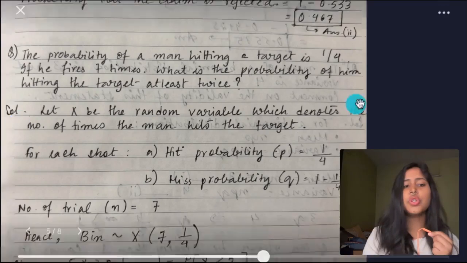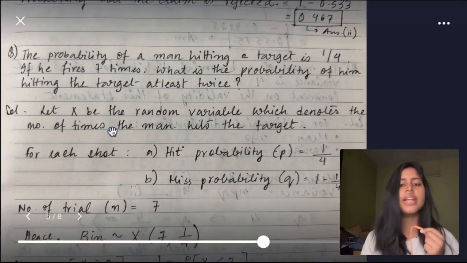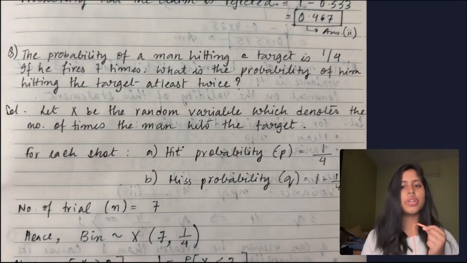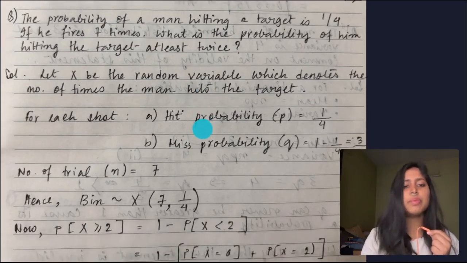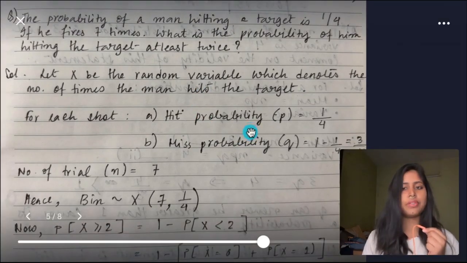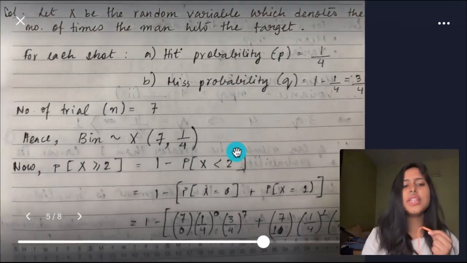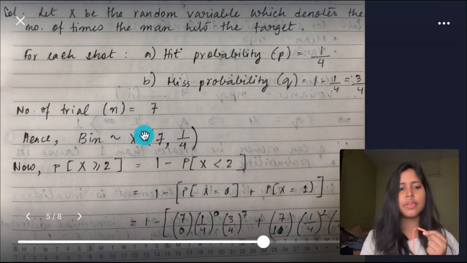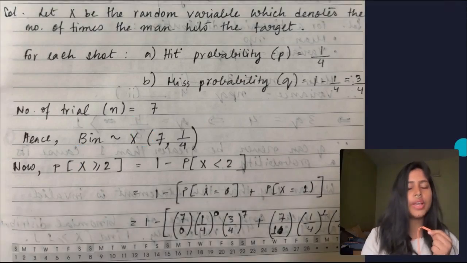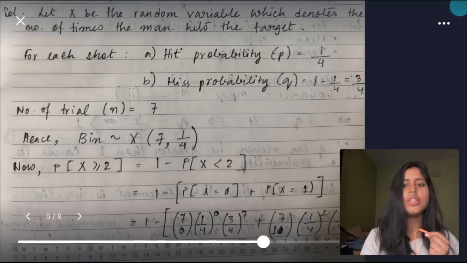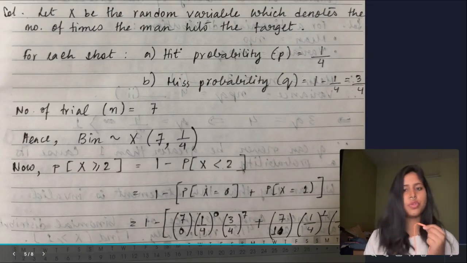All right. First, you need to define the x, which is the random variable. Let's define x as the number of times the man hits the target. Then, what is its hit probability? Hit probability is 1 by 4, as we have been given here. And what is the miss probability? It is the q, which is 1 minus 1 by 4, which is equal to 3 by 4. And what is the number of trials here? n is equal to 7. So x follows binomial 7 comma 1 by 4.